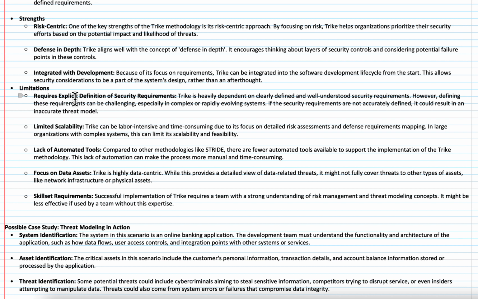Now, one of the key factors with Trike is that it focuses on the development lifecycle. When I had developers work for me, this was not something that they really truly liked to do. It's not that they didn't like it. They just, in many cases, didn't truly understand it. But it's integrated very strongly in the development space. It is tied into the software development lifecycle from the beginning, and therefore you can understand it utilizing that tool. It does provide security considerations as part of the system's design, rather than an overall afterthought.